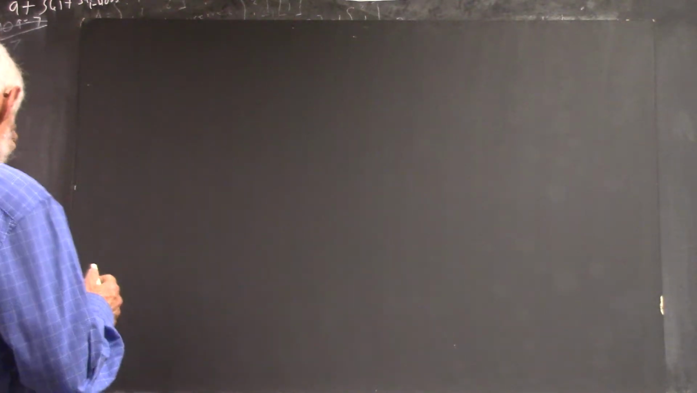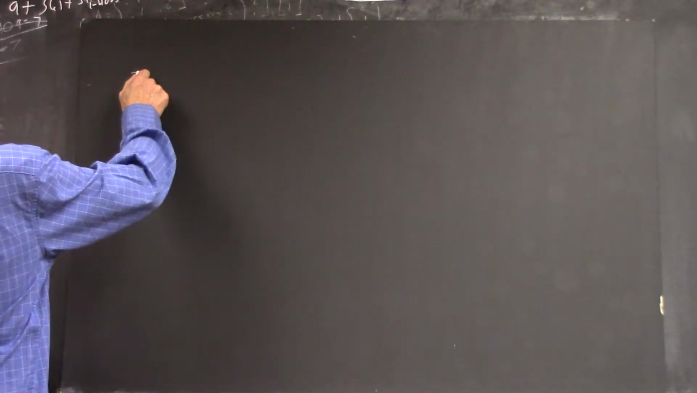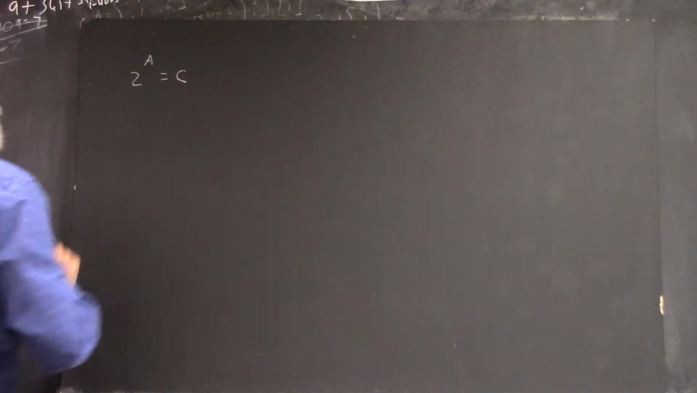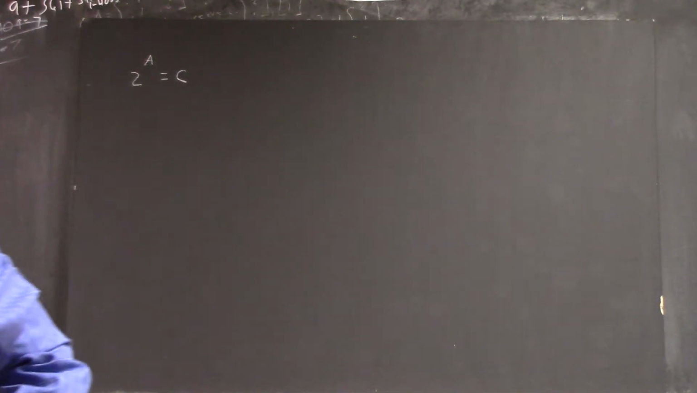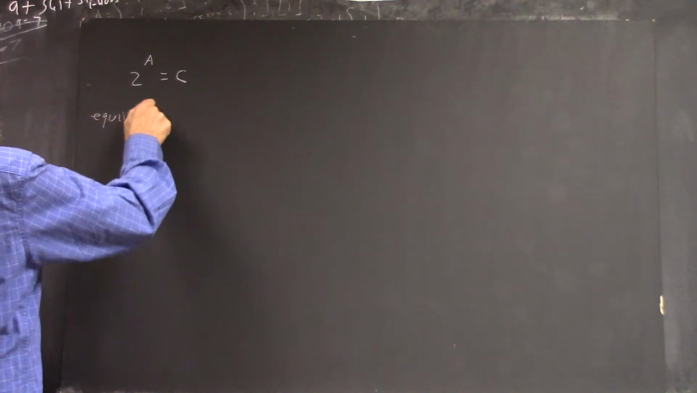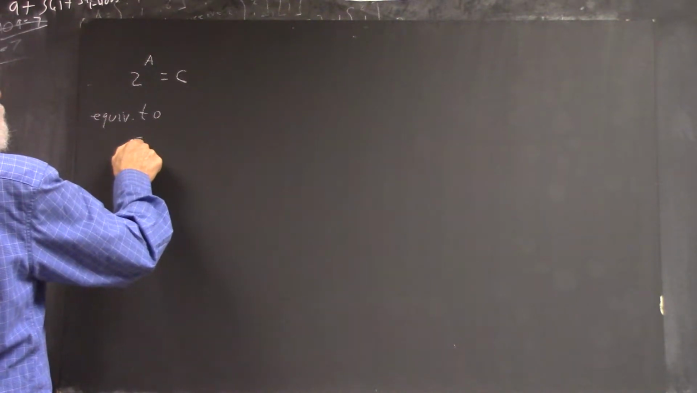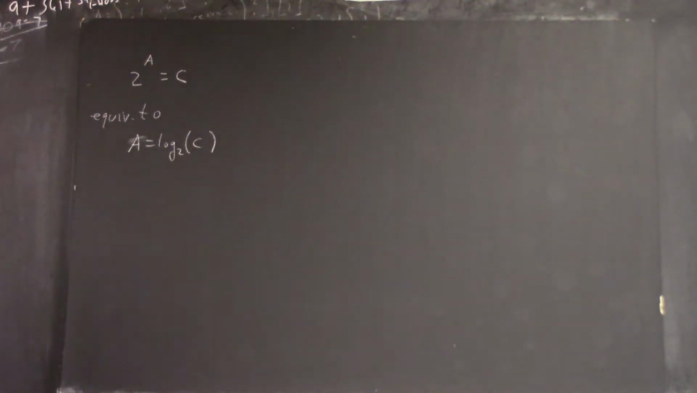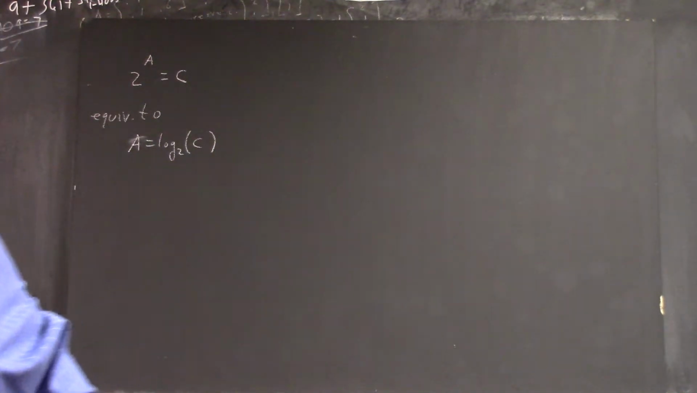So, I'm going to say that, let's see what notation I want to use here. 2 to the a equals c, and I'm using a and c instead of a and b because b is going to have a function that we see a little later, is equivalent to a equals log base 2 of c. Right.